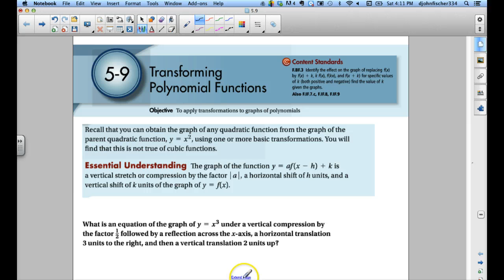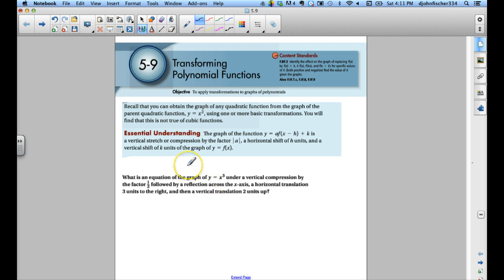Okay, when we talk about this graph, we're going to go through here and talk about transforming graphs. And the best way to talk about graph transforming is to do one. Let's say we start with this function here, y equals x cubed. And we're going to transform this. First, it says under a vertical compression of 1/2.